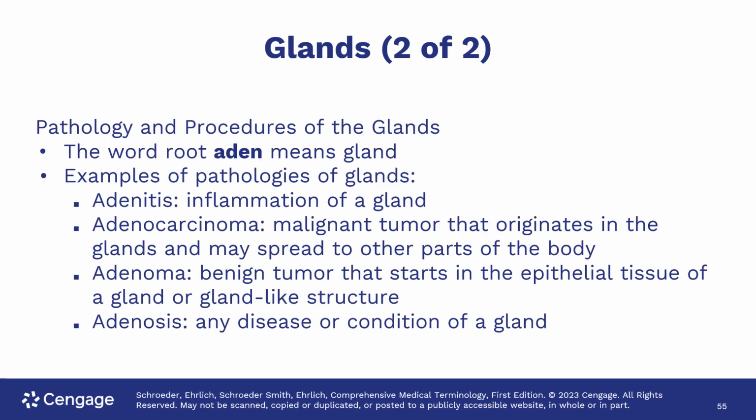So the root word aden is gland. Examples of disorders that have to do with glands are adenitis, itis, inflammation of the gland. Adenocarcinoma is cancer of the gland. Adenoma is a benign tumor in the epithelial tissue of the gland. And adenosis is any disease of the gland.